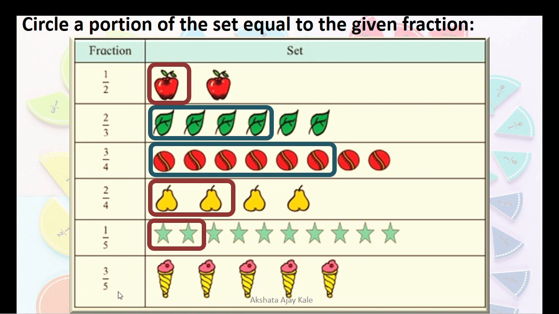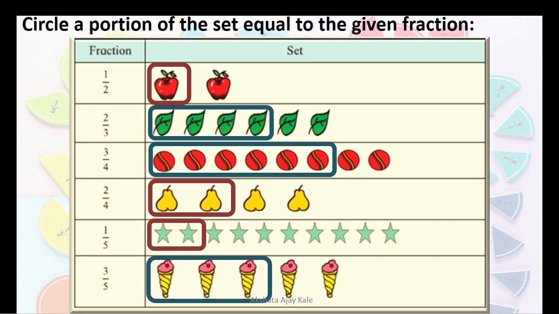And here ice cream cones, correct? How many are there? 5 are there, and out of 5 we have to select 3. Very easy. Got this? I hope you understood properly about this fraction and how to show the given fraction in a set.